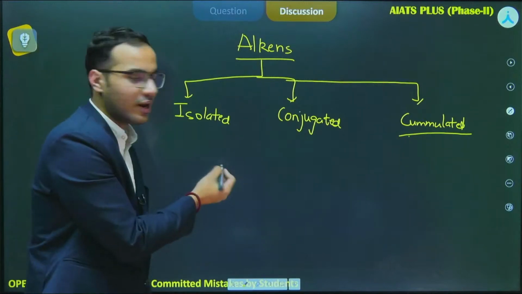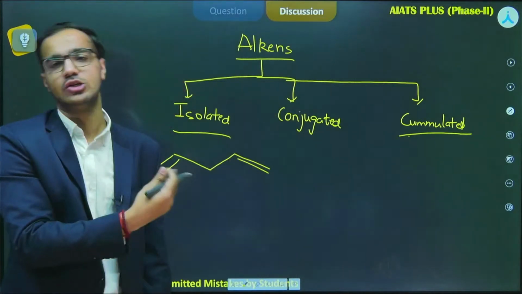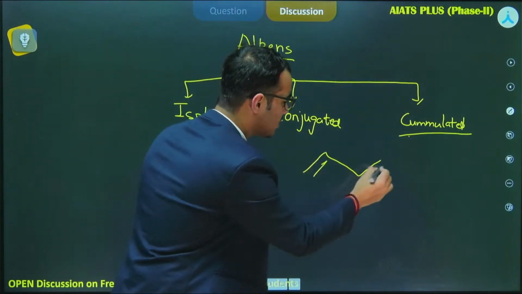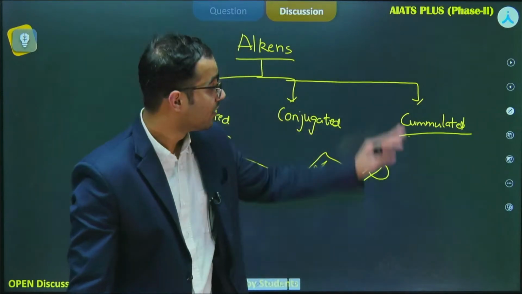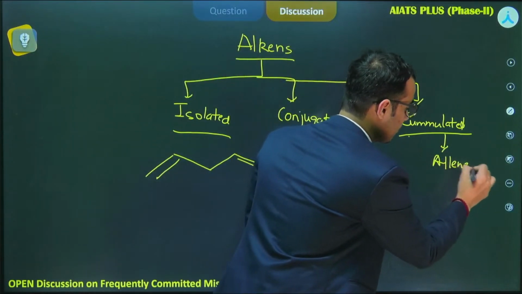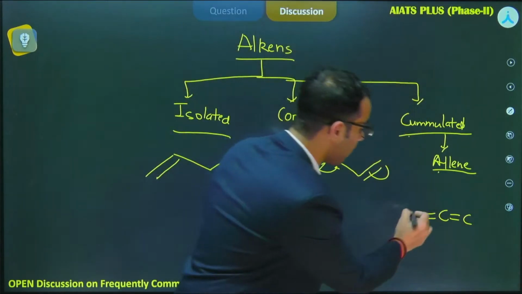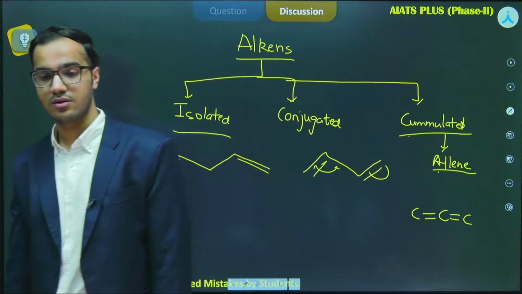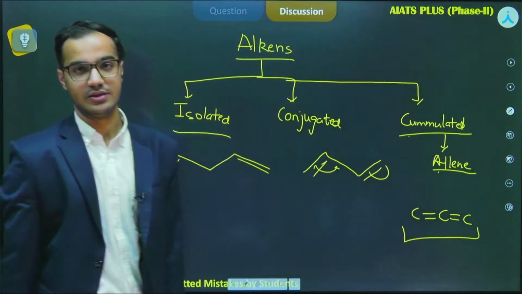You are all aware that isolated means the two double bonds do not have any kind of conjugation. It means there is no interaction between them. Conjugation means they alternate like this, and this is complete conjugation. And for the cumulated, you can also say they are allenes, and they are like this. It means both the double bonds are present at only one carbon. So this is an allene, a cumulated allene.